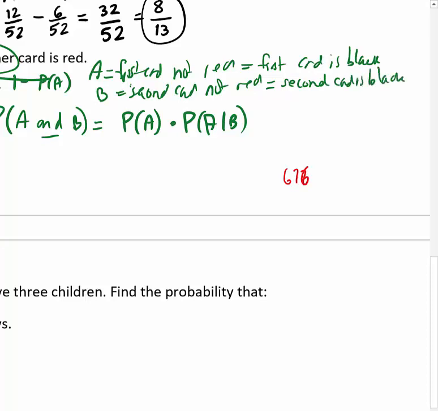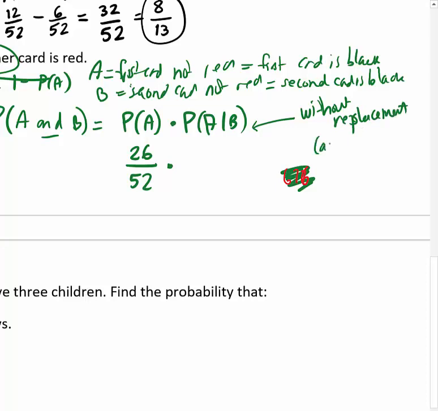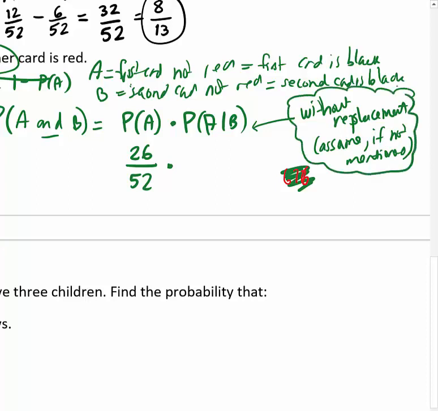So anyway, what's this guy doing here? First card is black. Well, half of the deck is black, so 26 out of 52 multiplied by, okay, now we're talking about without replacement. So if they don't tell you whether it's with replacement or without replacement, you assume it's without replacement if it's not mentioned. Especially with cards, because if I say I'm dealing you 2 cards, usually I don't give you a card, take it back, and then give you another card, right? I let you keep the first card, and then I choose another card.